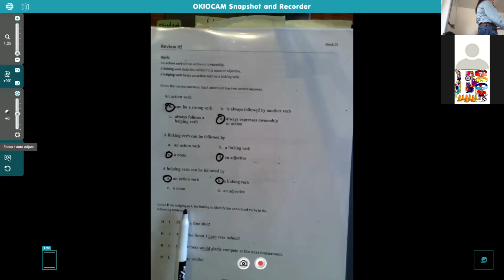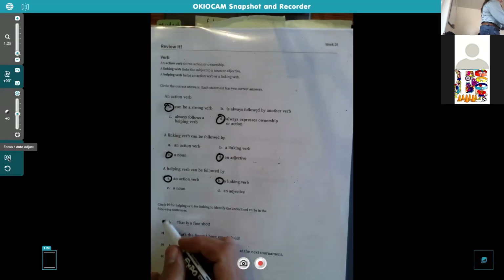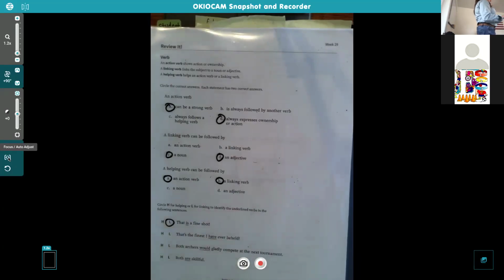Circle H for helping or L for linking to identify the underlined verbs in the following sentences. That is a fine shot. What do you think? Is that a helping verb or a linking verb? And here's what you're gonna look for. Helping verbs have another verb near it. Maybe not right next to it, but do you see any other verbs in there? Shot is actually not a verb in this one. That's what nouns. Yes, very good. So that means it's linking. Remember, helping verbs have more than one verb.